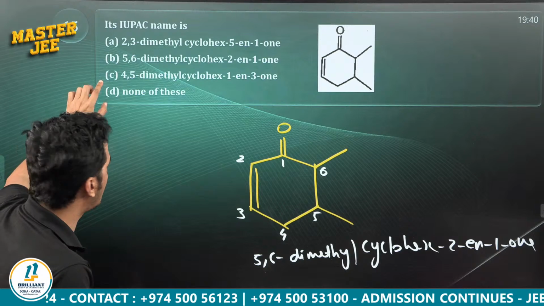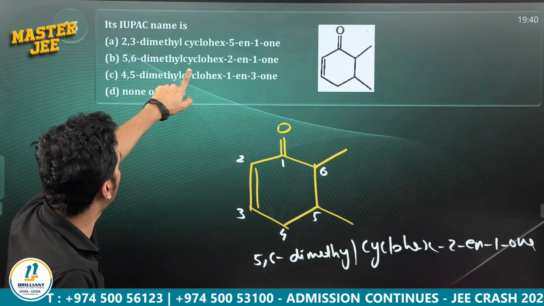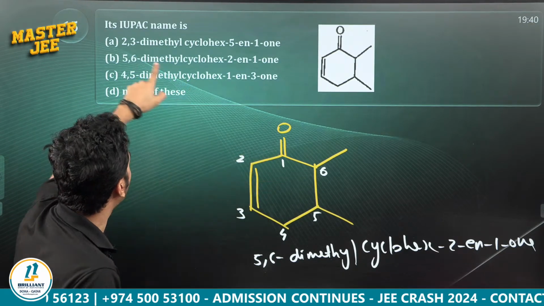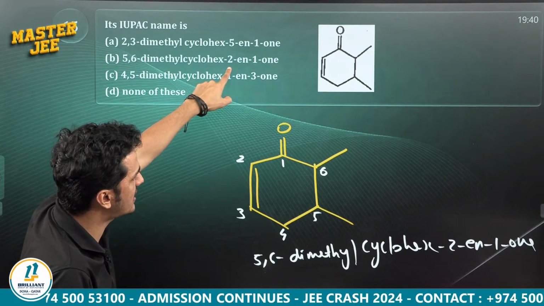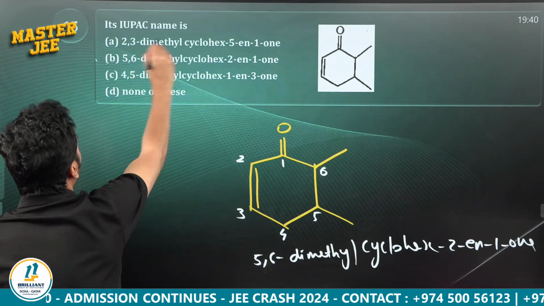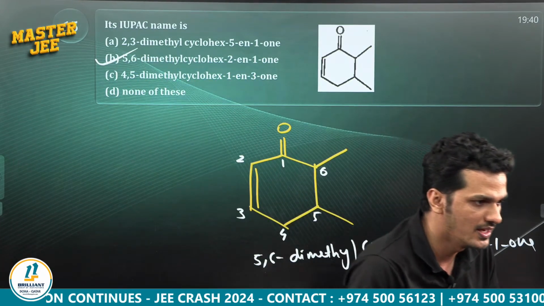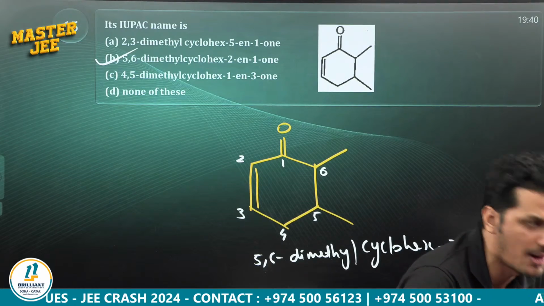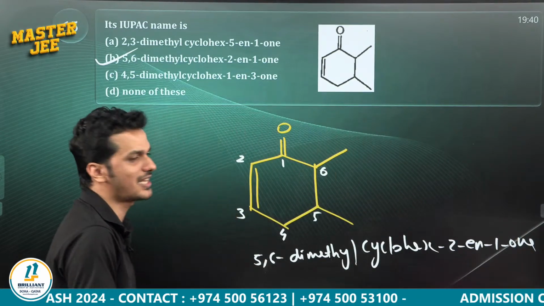While you are looking, you can see 5,6-dimethylcyclohex-2-en-1-one. Option B is the correct one. Yes, Karthik, B. Yes, Abu. Yes, B is the correct answer.